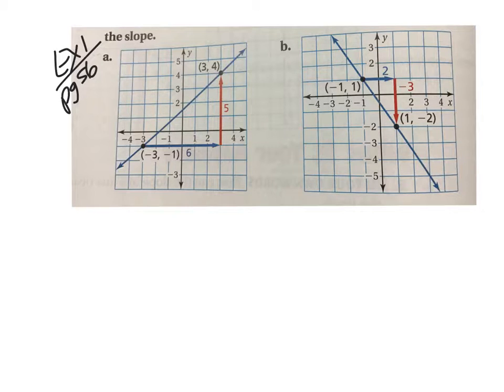So what we're doing here, it says, tell whether the slope of the line is positive or negative, and then find the slope. So first things first, is this one positive or negative, the first slope? Look at your key idea. Is this a positive or negative slope? It's a positive because it goes up and to the right. So this is a positive slope.